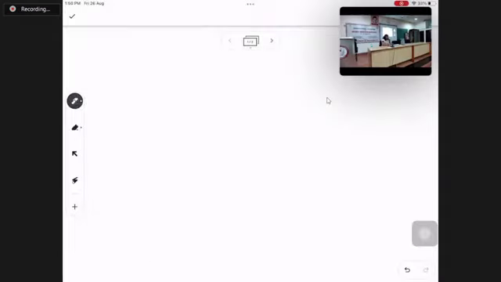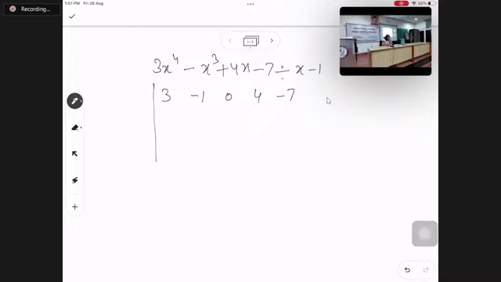Now suppose we have 3x⁴ minus x³ plus 4x minus 7. You divide it by x minus 1. Can you tell me the remainder? The coefficients in the decreasing order? 3, minus 1, 0, 4, minus 7. Good. So it means you are understanding.